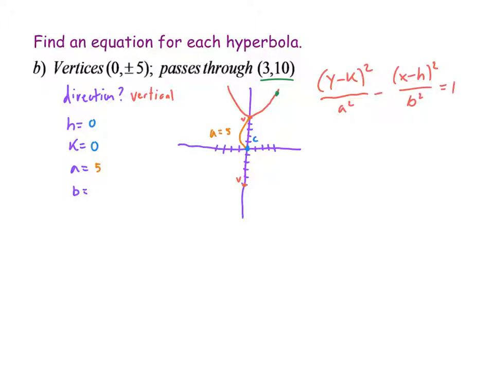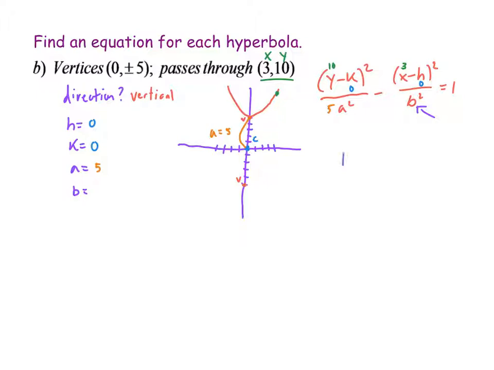Think about what we know. We know k is 0. We know h is 0. We know a is 5. We're looking for b. That's what we want to find. To find out what b is, we need an x and y value. Well, that's what they've given us with this point that it passes through. So we know that y is 10, x is 3, so watch the order that you plug those in. That means we know everything but b, so we can solve for b. Go ahead and plug those numbers in.